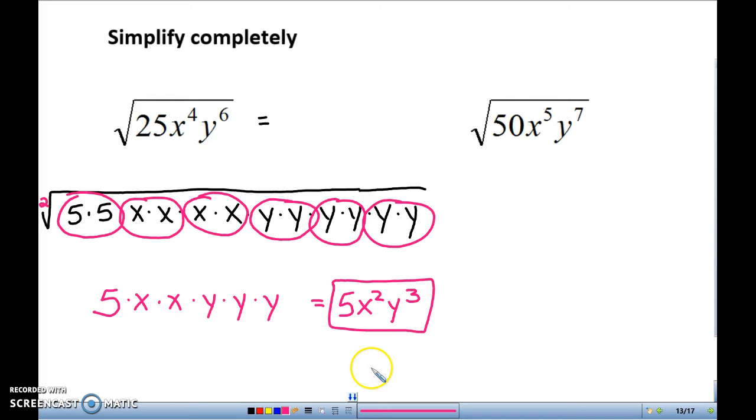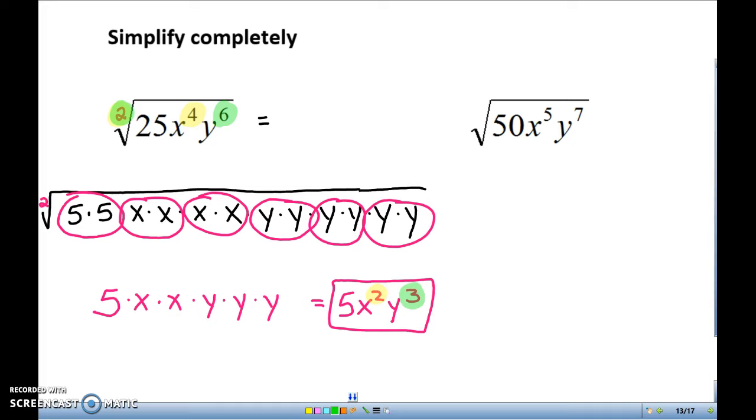I'm looking to see, is there a shortcut to this? If my index here is 2, I know the square root of 25 is 5. I want you to take a look at this, and this, and this. And I want you to take a look at this, and this, and this. Do you see any shortcuts?